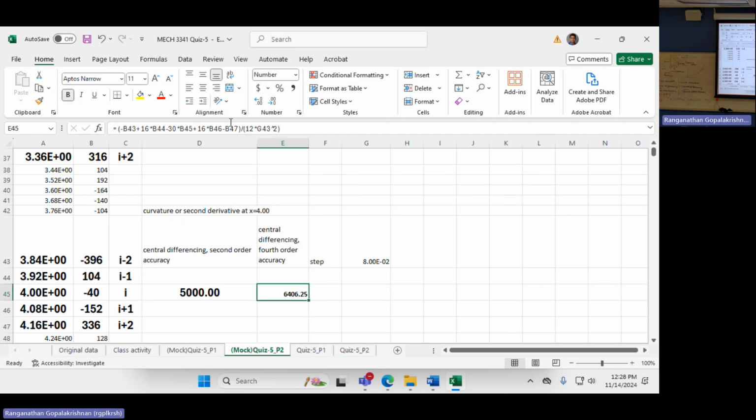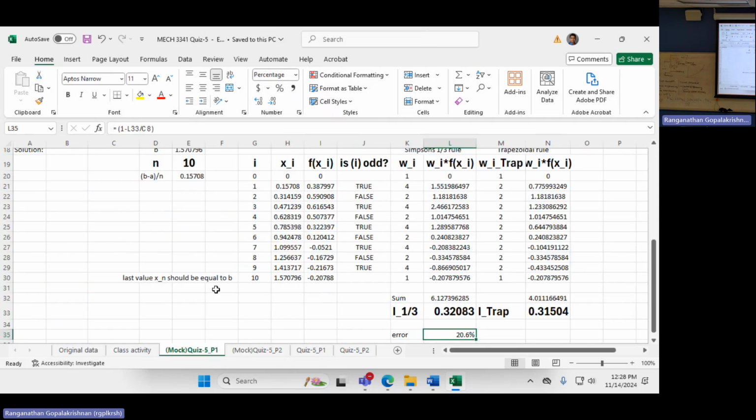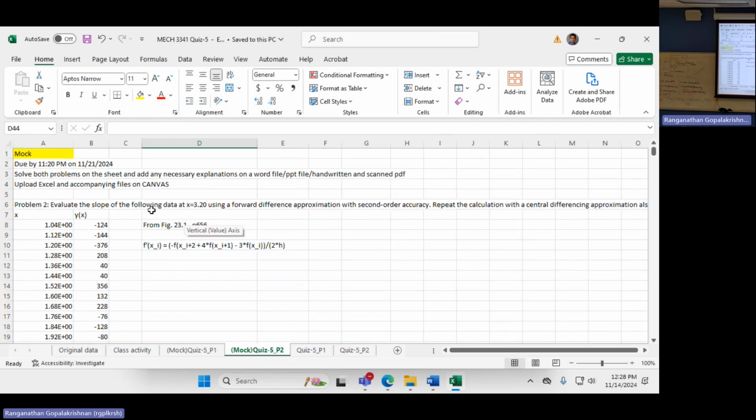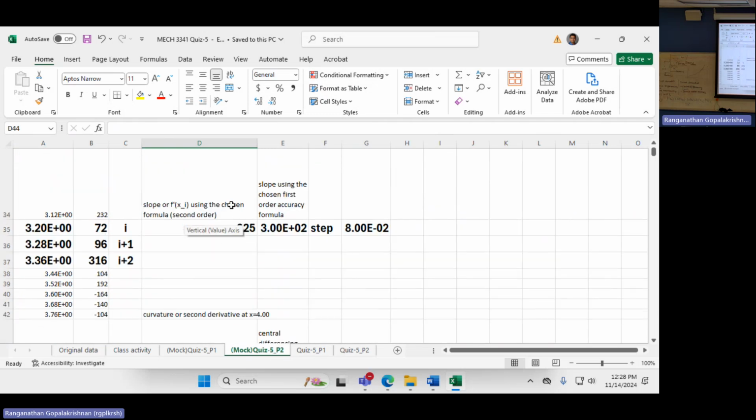As you can see, this is the other mock question in the quiz. Question 1 is going to give you an integral and ask you to use some kind of formula, either Simpson's rule or 1/3 rule, and you will have to choose n or do some tricky thing. This is more like a function is given to you. Problem 2 is a data set is given to you and you are asked to pick out a formula for the slope or curvature or some derivative, and you should be able to read the table 23.123, pick out the formula, and implement it on Excel.